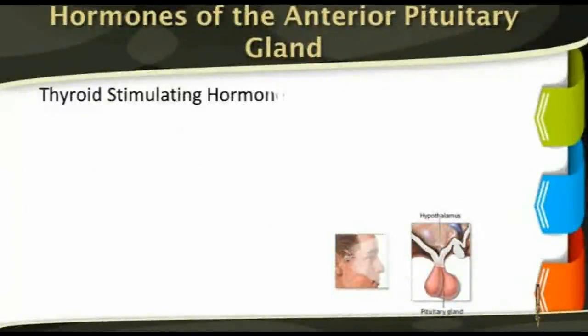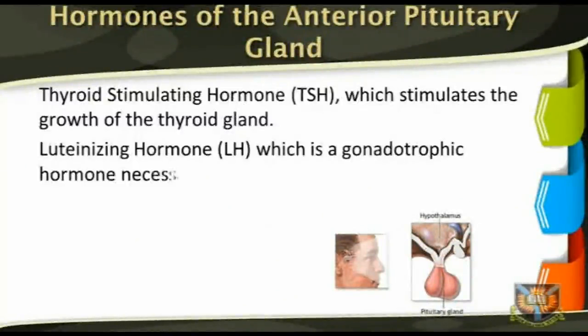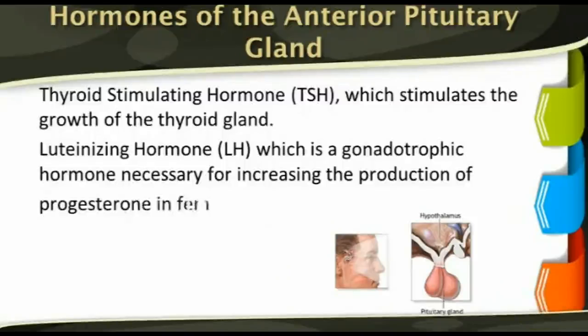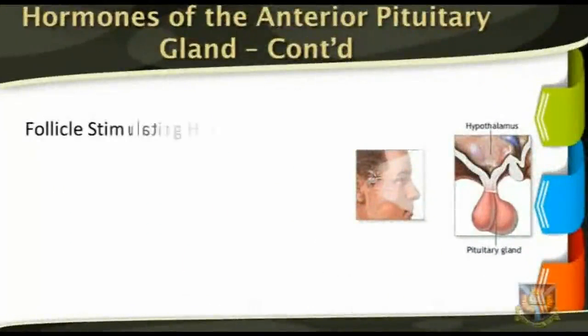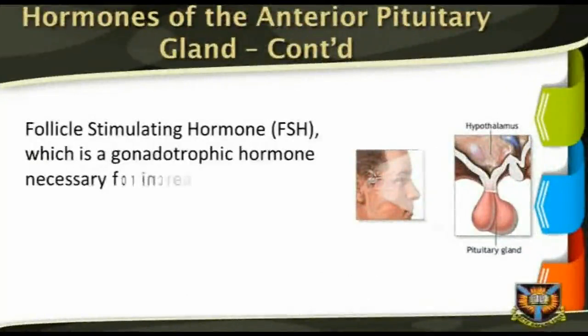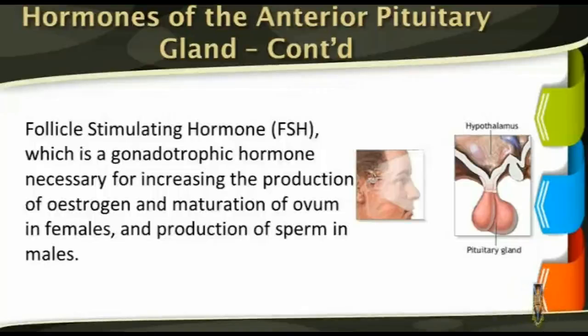The hormones of the anterior pituitary gland are the thyroid-stimulating hormone, TSH, which stimulates the growth of the thyroid gland. The luteinizing hormone, LH, which is a gonadotropic hormone necessary for increasing the production of progesterone in females and testosterone in males. The follicle-stimulating hormone, FSH, which is a gonadotropic hormone necessary for increasing the production of estrogen and maturation of ovum in females, the production of sperm in males.